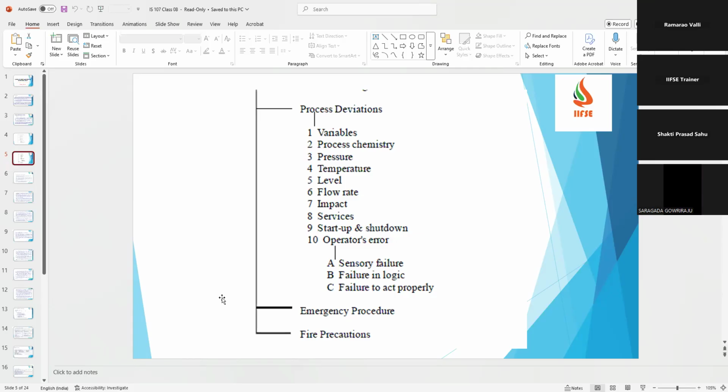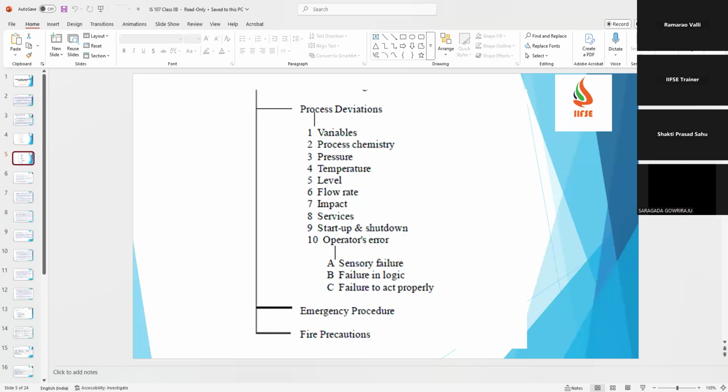Then operational errors like sensor failures, failures in the logic, failure to act properly. These are about the systems, DCS controls or automatic controls installed on the equipment, and how they are working. Then emergency procedures. When we talk about emergency procedures, we have an on-site emergency plan. There they clearly define what precautions or actions are to be taken in case any emergency alarm rises.